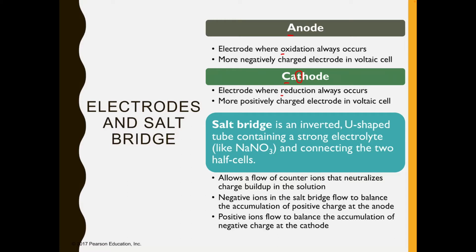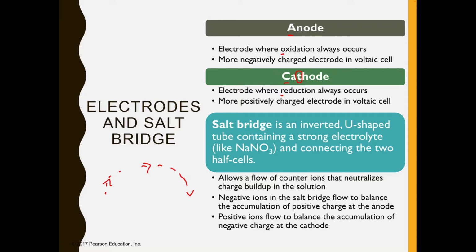The salt bridge you saw going across the middle, we'll come back to that picture. It's going to be kind of a U-shaped tube, and half of it is going to be stuck in each beaker, essentially. And it will contain a strong electrolyte. So this will be an ionic compound that dissociates easily, like sodium nitrate. And that will connect the two half cells. And essentially what happens is the ions in that salt bridge will act as counter ions to the flowing electrons, right? So the electrons are always going to flow from the anode to the cathode, essentially. They're going to kind of go like this.